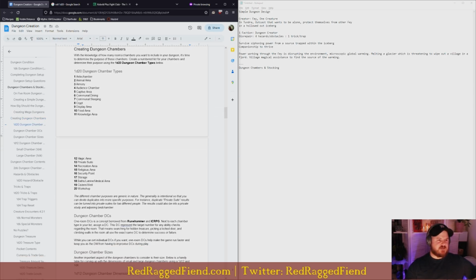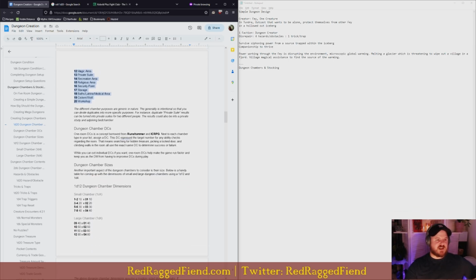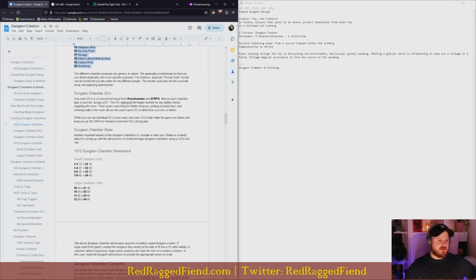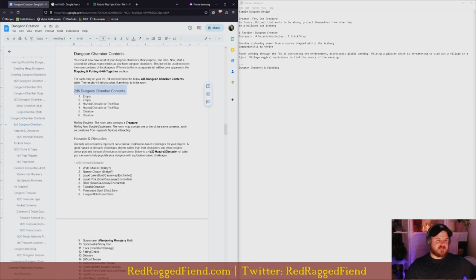So the first thing we do is figure out our dungeon chamber types. Or that would be the thing we're doing, but we're specifically trying to build a simple dungeon, so I want to jump down to stocking, because only through stocking will we know how many dungeon chambers we're going to make. So that's what we have those 2d6 chamber contents right down here for. Try to figure those out real quick.